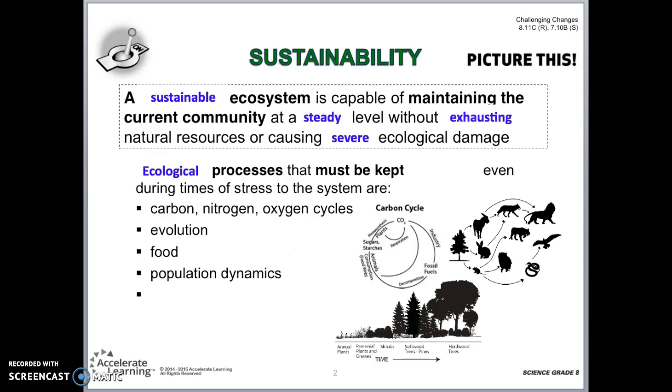And so there are ecological processes that must be kept in balance, even during times of stress to the system, like natural disasters and other things. These include things like carbon, nitrogen, and oxygen cycles, evolution, food chains and food webs, population dynamics, and succession. So these ecosystems, they want balance. Everything is trying to maintain balance. We talked about in class how if you have one thing go missing from the food web, it's all connected. Everything feels the effects. We have to have these processes. We have to have this succession. We have to have these cycles in order for our ecosystem to survive.